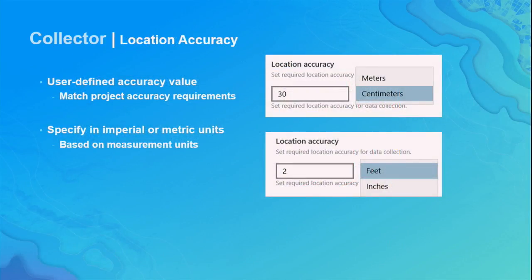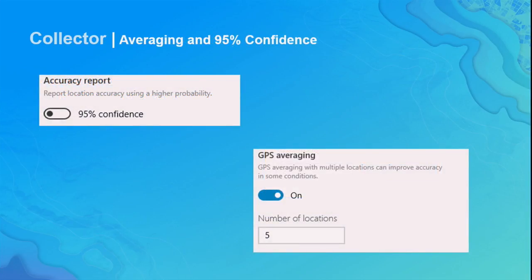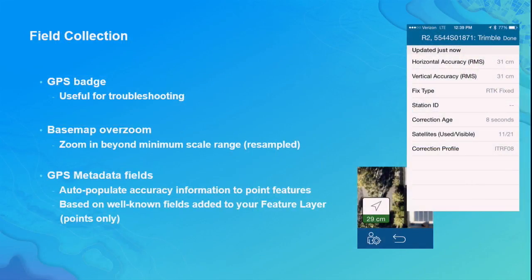We went through accuracy. I'm going to kind of skip through these. I want to go through another slide. We kind of went through these, averaging 95% confidence. Field collection, we went through the GPS badge. I showed you, I expanded it. We do support overzoom. So if you're only cached to a certain resolution, we do allow you to go further than that. We resample it so you can see a cluster of points if they're really close together.